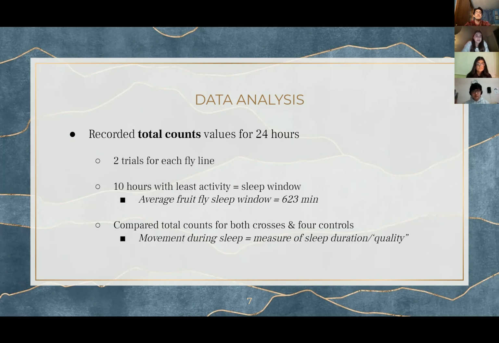And such a sleep window would be associated with the least amount of movement during the 24-hour period. So we located a 10-hour span within each data set that was associated with the least activity. And that's what we characterized as the fruit fly sleep window. So overall, we quantified the fruit fly's sleep quality or sleep duration by evaluating the total counts during the 10-hour span for both of our crosses and their controls. So for example, flies that moved more during this period would be considered to have lower sleep duration and a lower sleep quality, and vice versa.